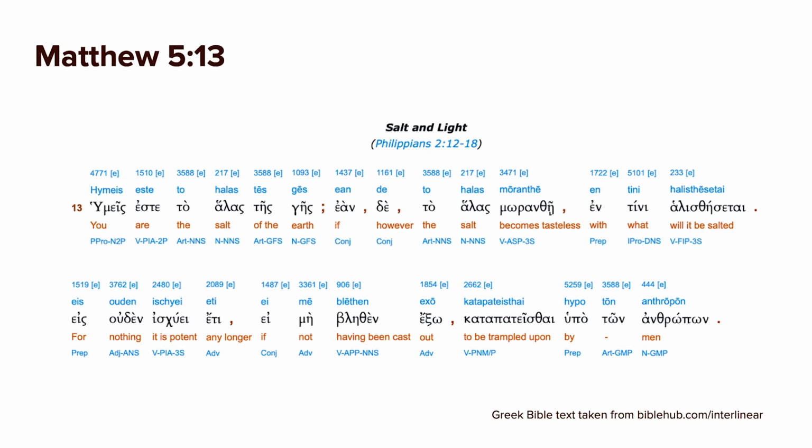We're going to start off by reading about salt and light. Matthew 5, verse 13. Humes este ta halas tes ges, ean de ta halas moranthe, en tini halisthesetai, eisouden ischuei eti, ei me blethen exo katapateisthai hupo ton anthropon.